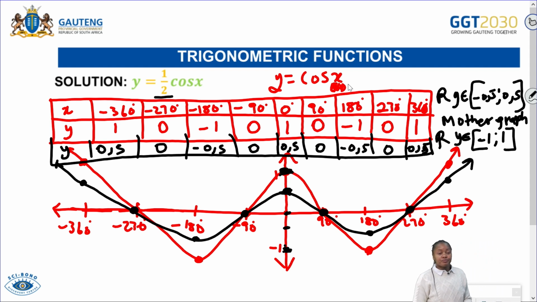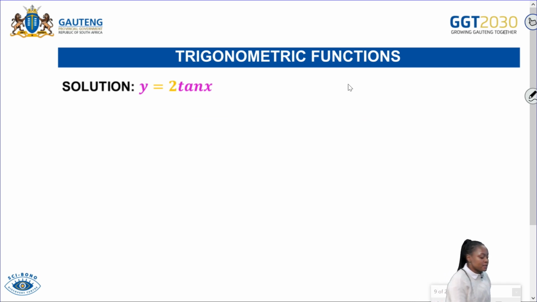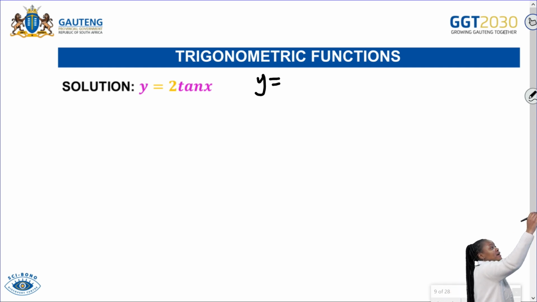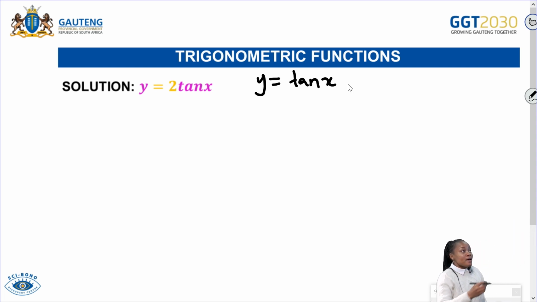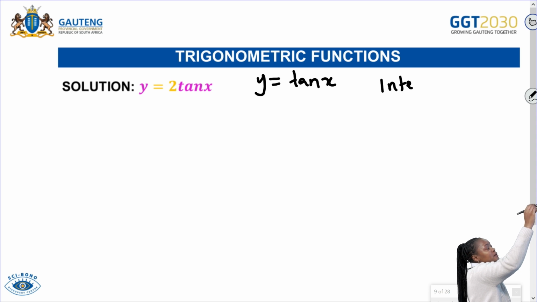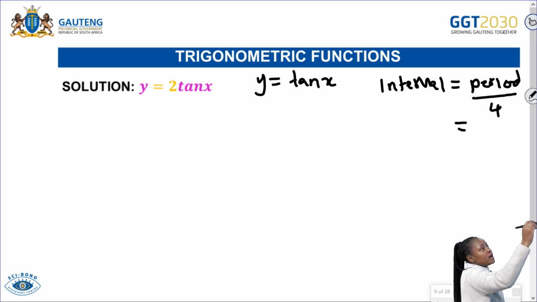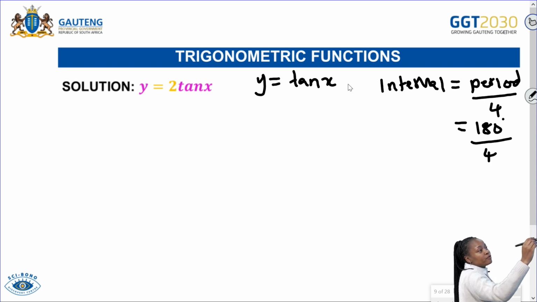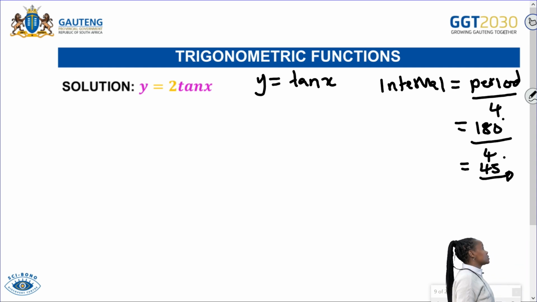Moving along, let's look at the last example, which is y equals 2 tan x. Again, we'll sketch the mother graph, which is tan x. With this one, the intervals are going to be the period all over 4. And the period of tan is 180 degrees, right? All over 4. So it means you'll have 45 as the intervals. Okay?